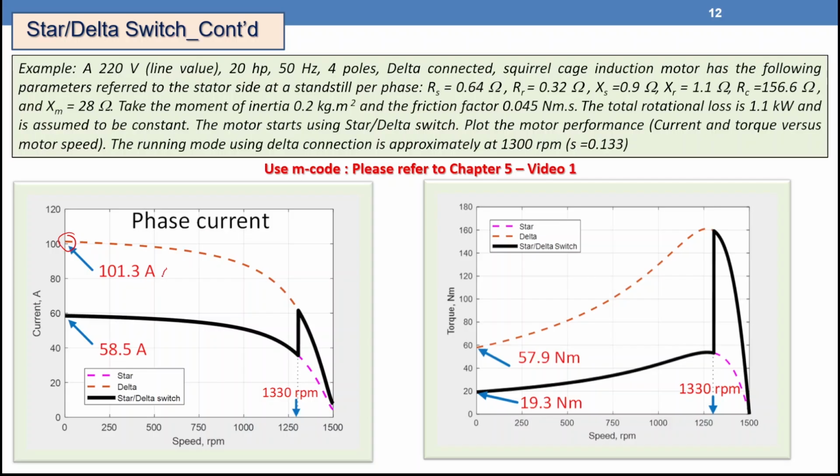If you multiply that one by root 3, the ratio between line current and line current, which is the phase in case of the star, will be 3 times. So you drop the current 3 times.